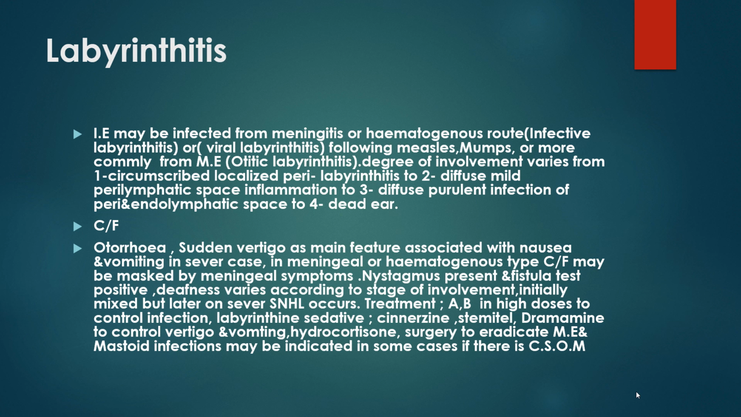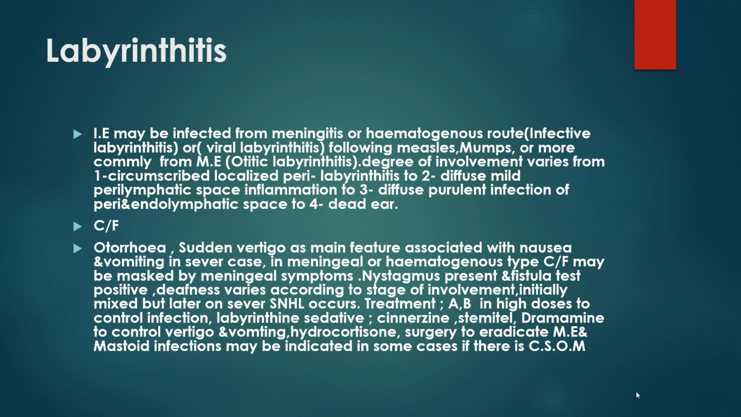The degree of involvement varies from circumscribed localized perilabyrinthitis, meaning infection around the labyrinth, to diffuse mild perilymphatic space inflammation, or to diffuse purulent infection of the peri- and endolymphatic space to the dead ear. So we get four stages of labyrinthitis. The first stage is perilabyrinthitis. We get affection around the labyrinth.